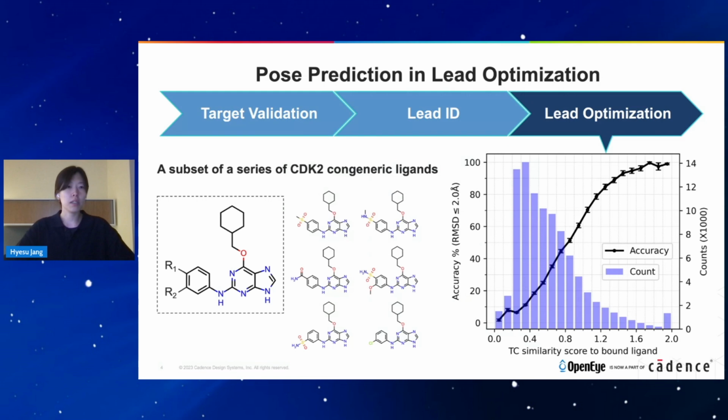Going back to the congeneric series of CDK2 inhibitors, if one wants to find the binding mode of chemical analogs given the known binding mode of the lead compound, one can use POSIT with high confidence because this pose-prediction problem falls into this high similarity area where we have good accuracy of POSIT. But one thing you can notice from this plot on the right is that the majority of cases don't fall into the high similarity area. Where do we encounter cases where the ligand to dock is very dissimilar to the template ligand? In the lead ID stage.